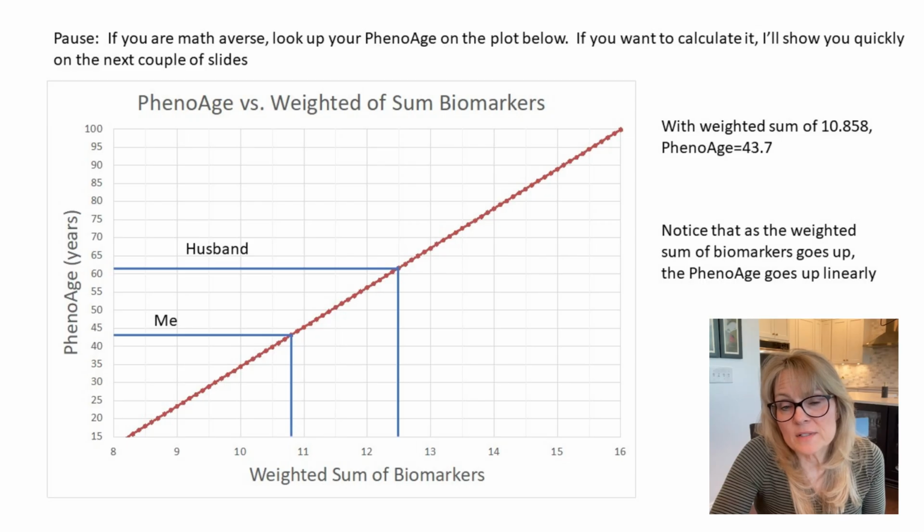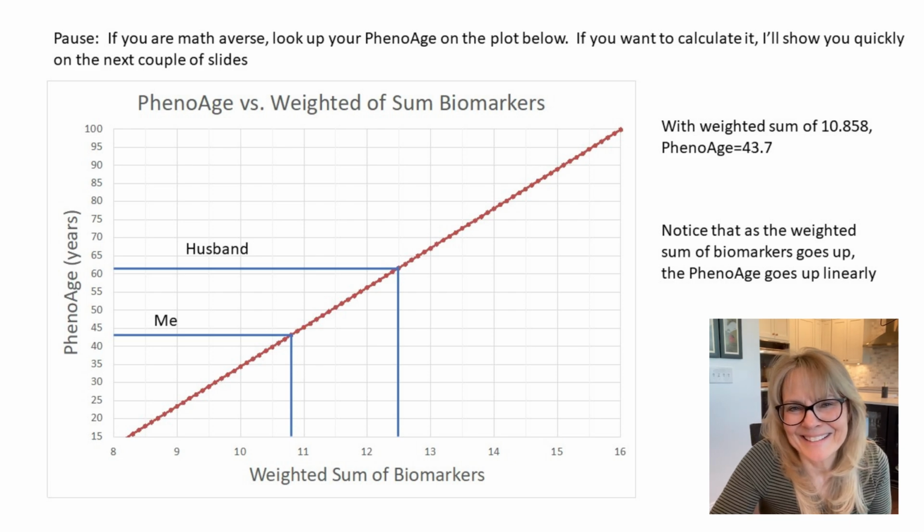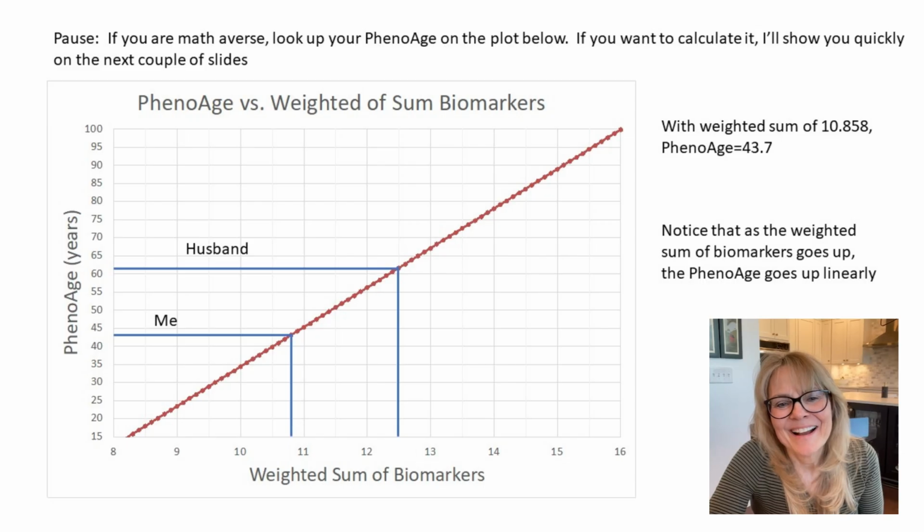But before we leave this slide, I do want you to notice that the biological age goes up linearly. So I'm giving it to you straight, no pun intended. It goes up linearly with your weighted sum of your biomarkers.